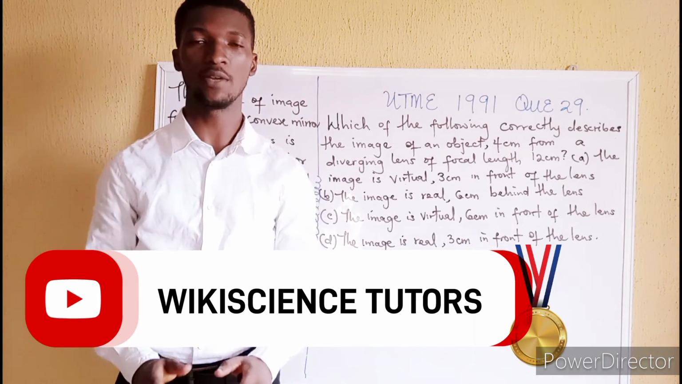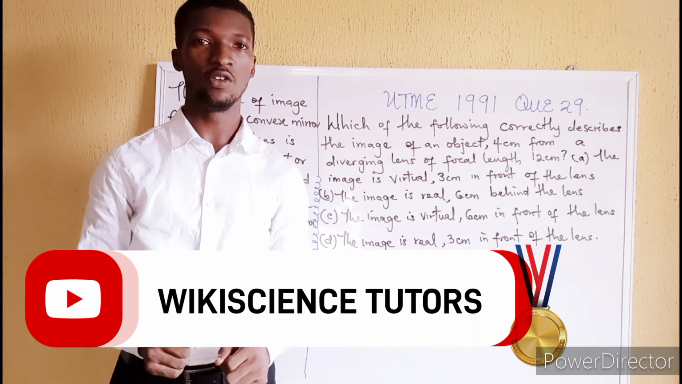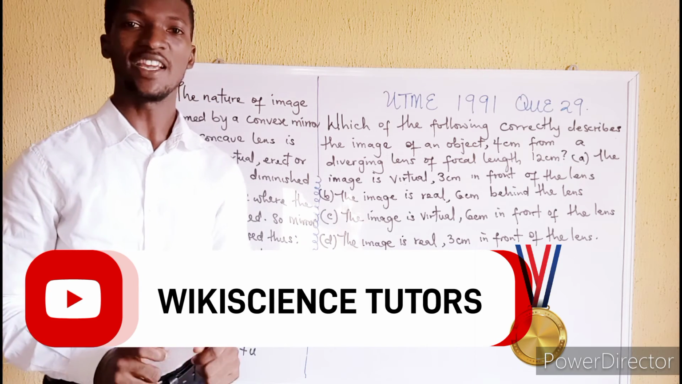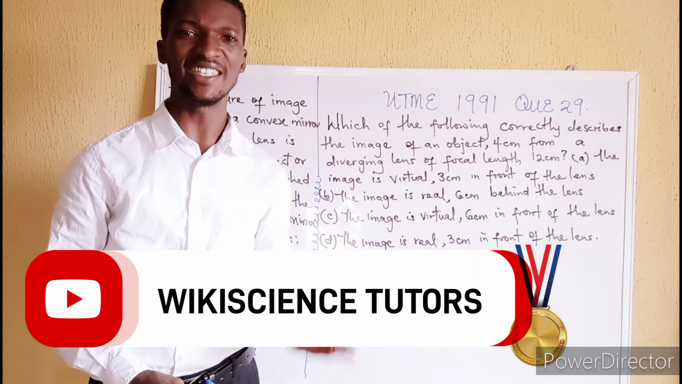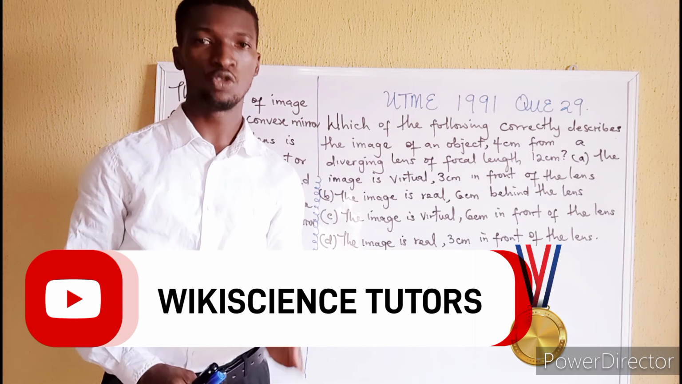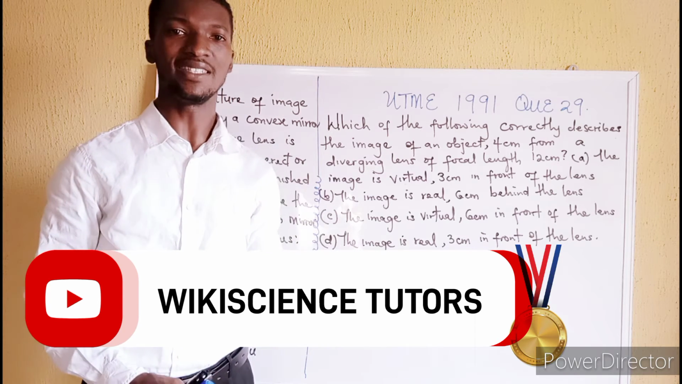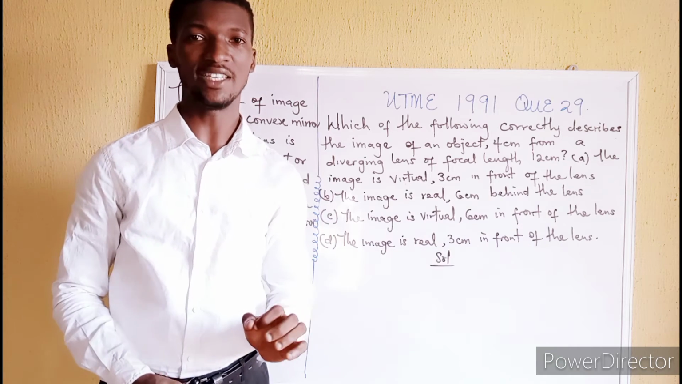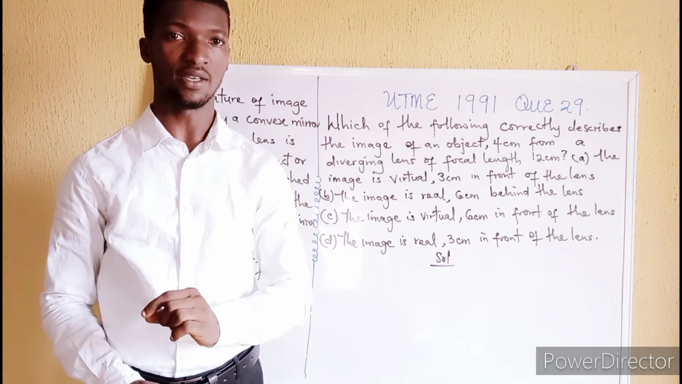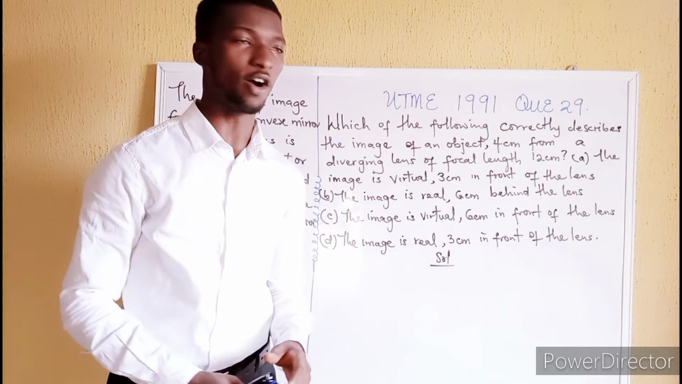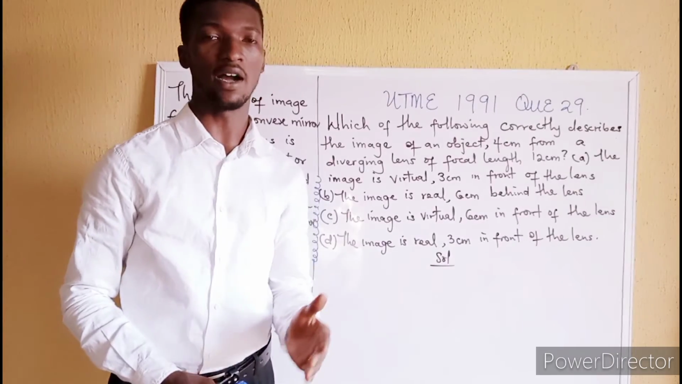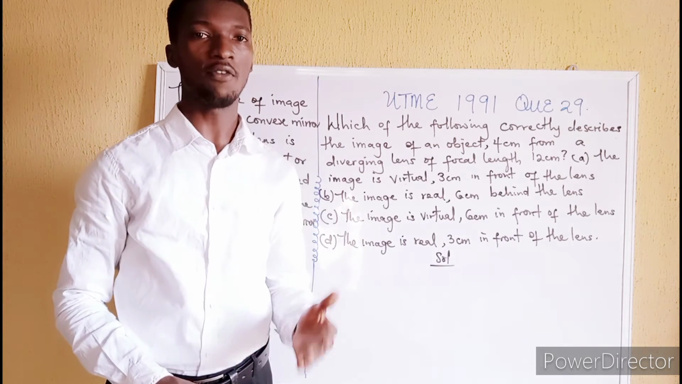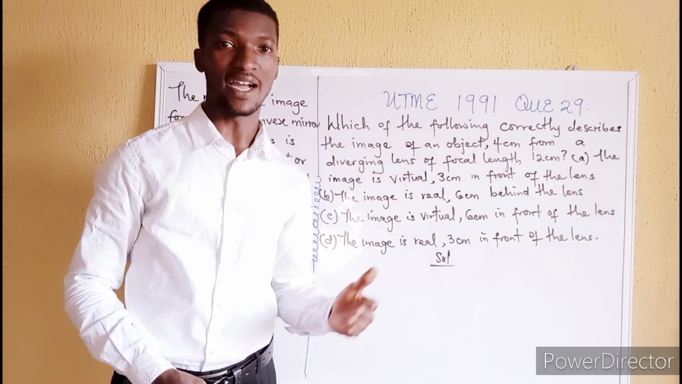In this video we'll be talking about how to solve questions dealing with convex mirror and concave lens. In this case, we'll be looking at the nature of image that is formed by these two mirror and lens, in the sense that both of them can as well be called diverging mirror and diverging lens respectively. So a concave lens can also be called a diverging lens, and a convex mirror can also be called a diverging mirror.